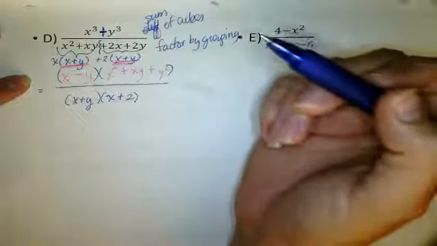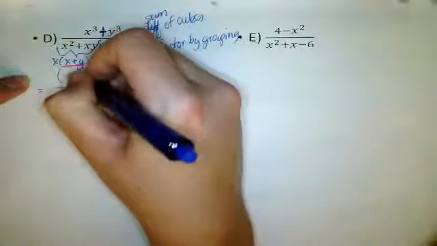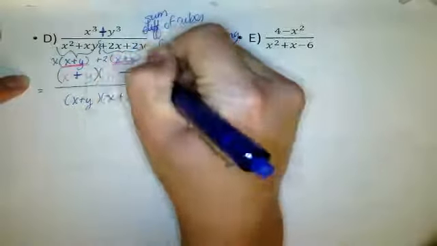So what's the signs for sum of cubes? Yeah. Positive, negative, positive. Very good. Keep the sign, change the sign, always positive.